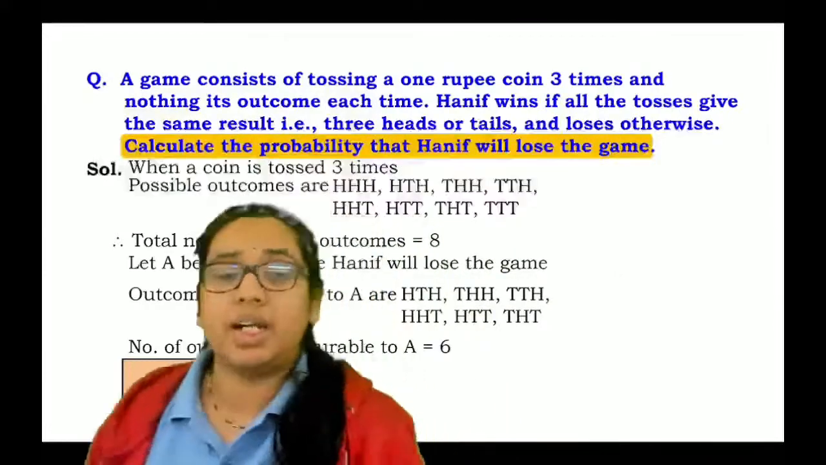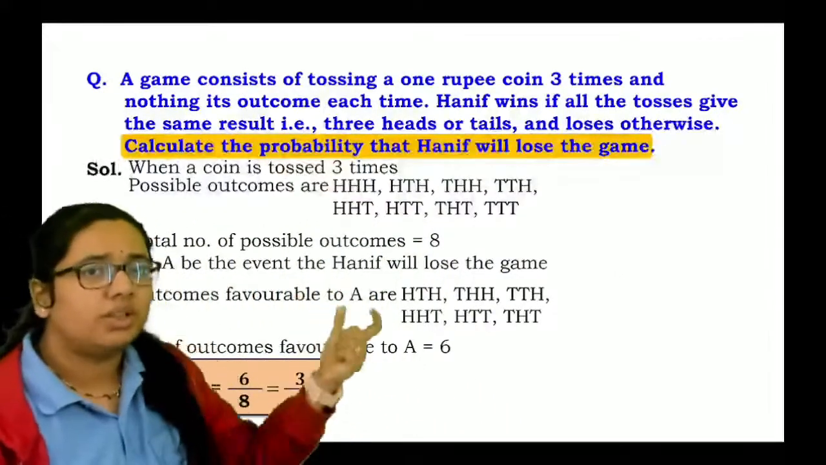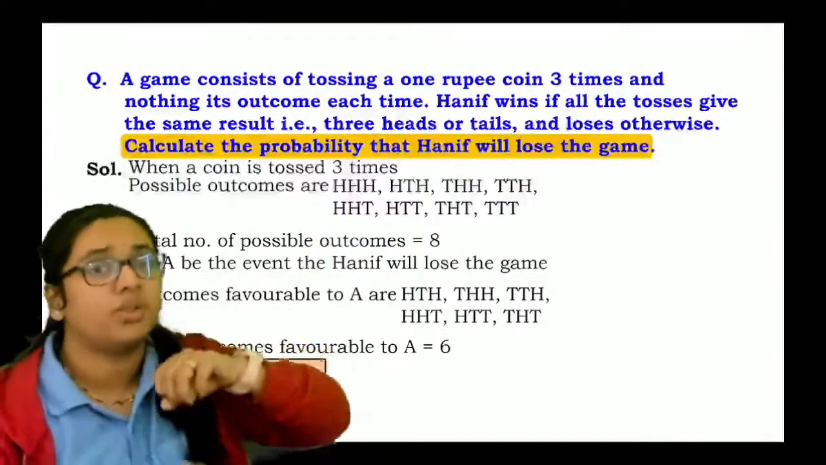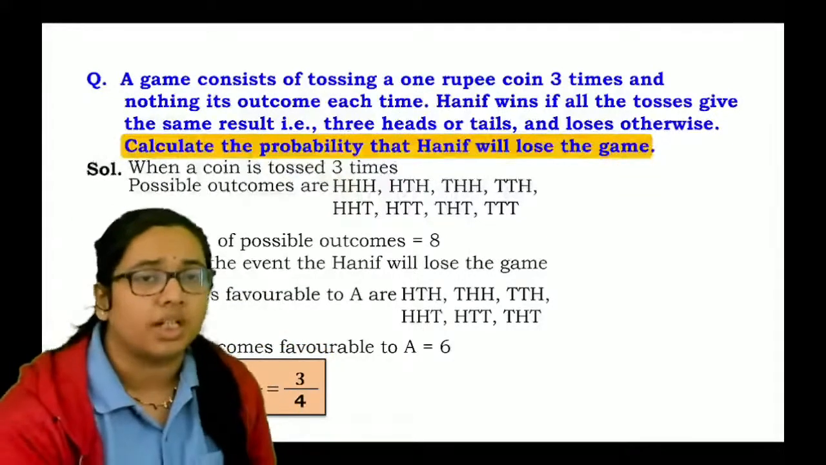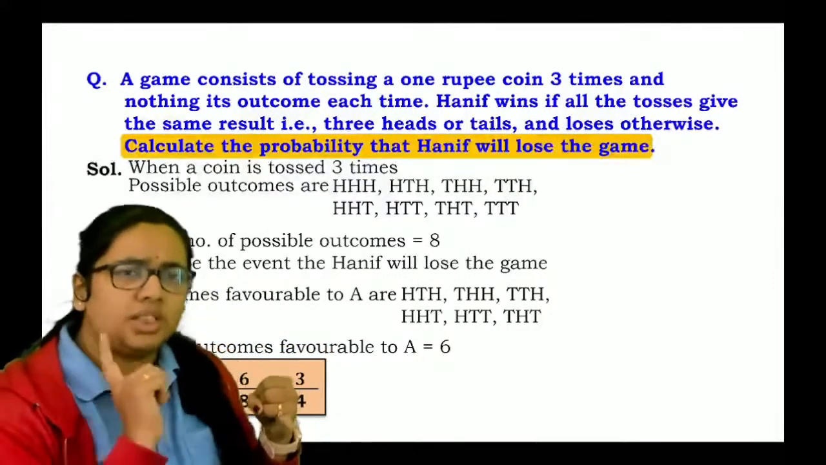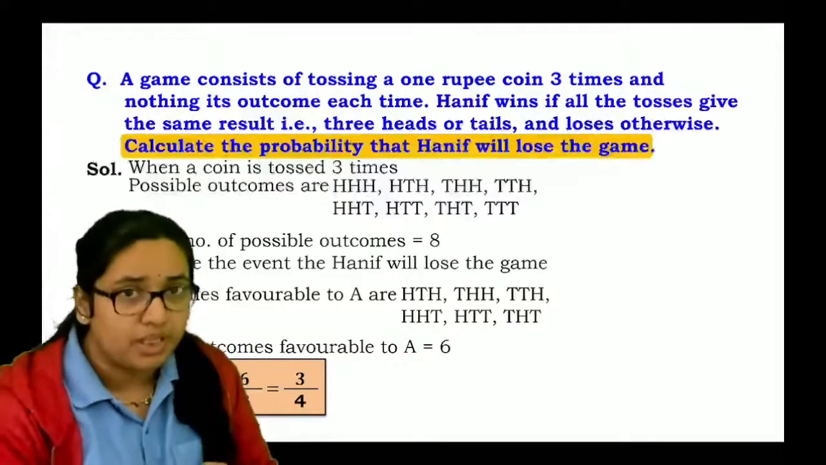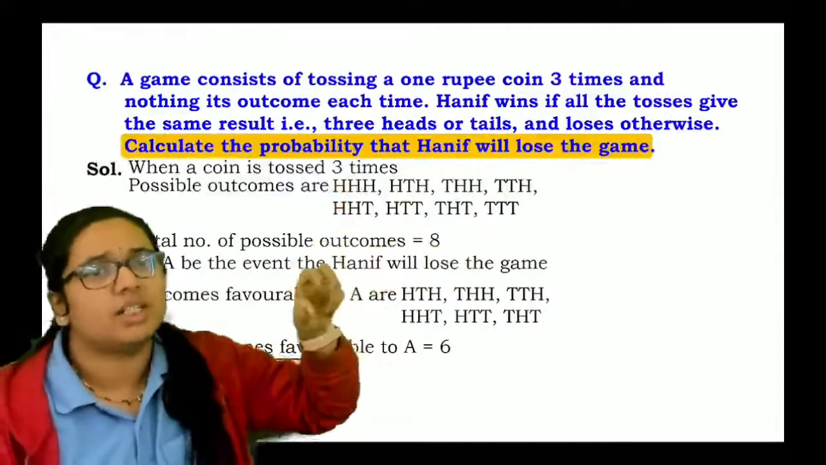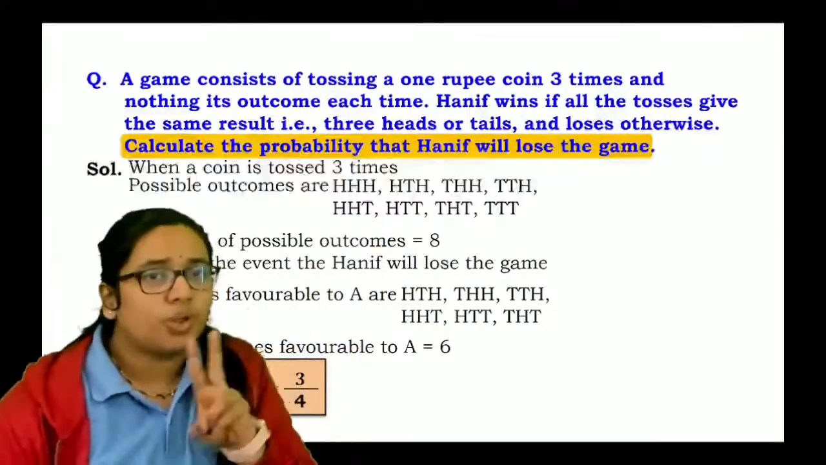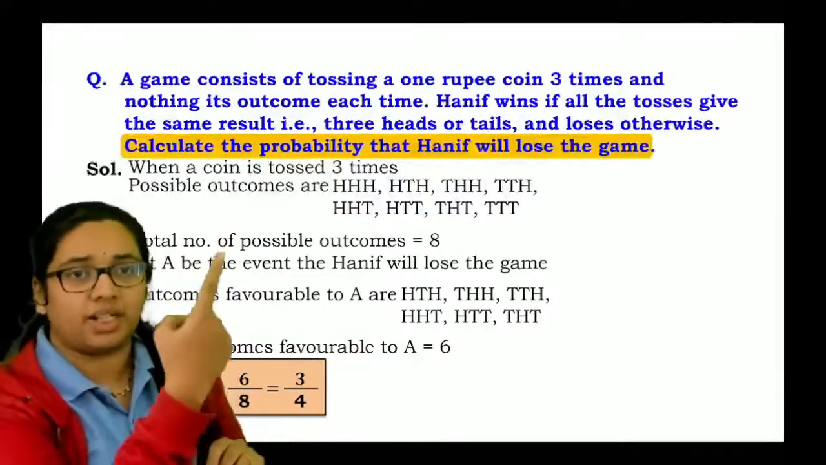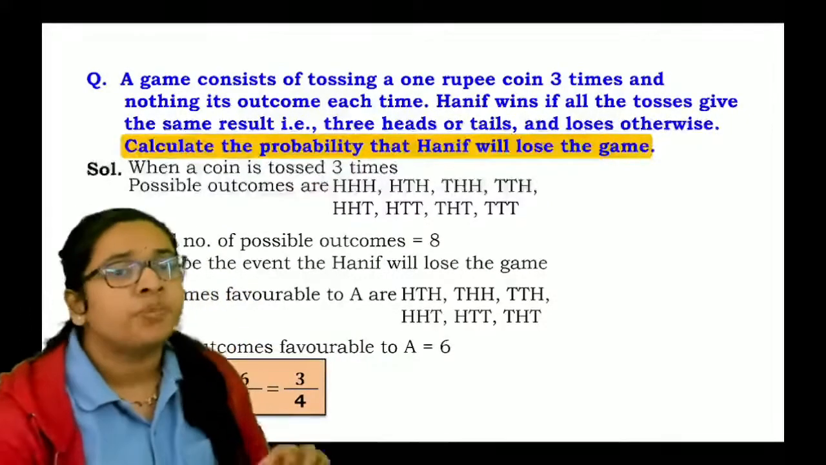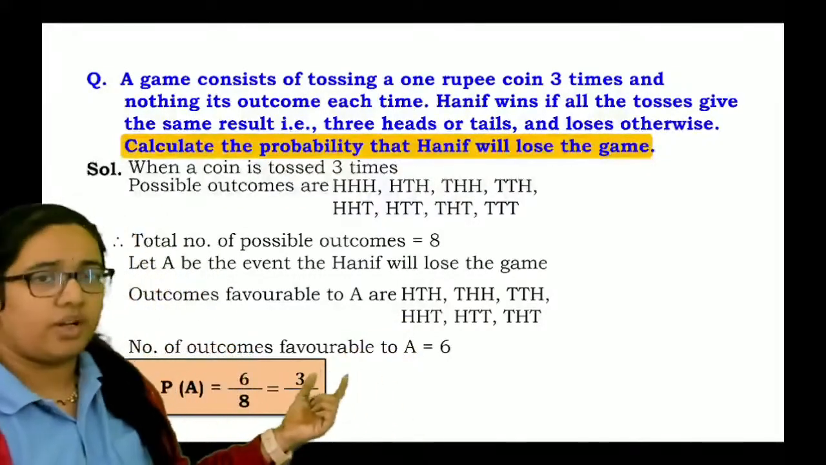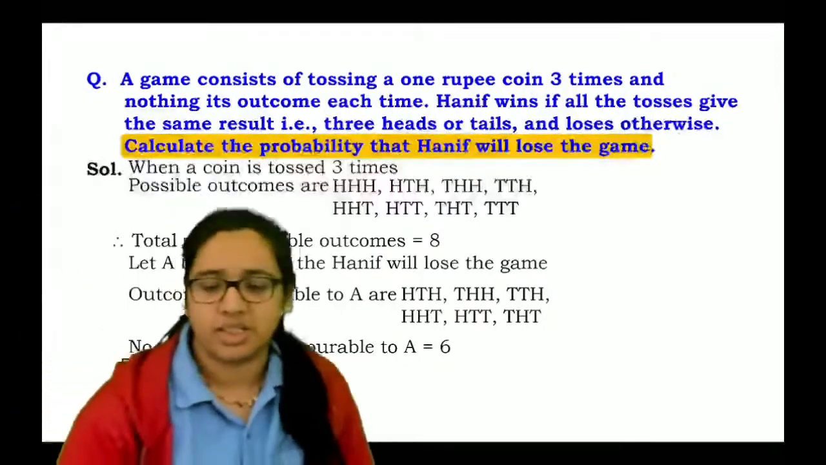Getting this one? And as I told you earlier, you can solve the same type of question using the complement. We have to find the probability that Hanif will lose the game. If you are getting this, then you can go for the probability when Hanif will win the game. So if there will be HHH and TTT, that is, there will be only two possible favorable outcomes where Hanif will win the game. Okay? So for that, probability will be 2 upon 8, which is nothing but 1 upon 4. So if you have to find the required probability, just consider its complement.